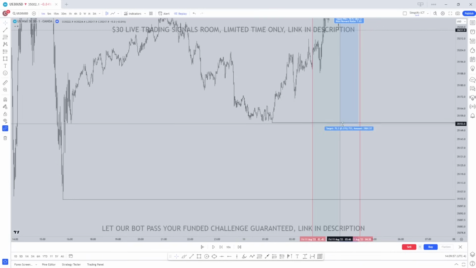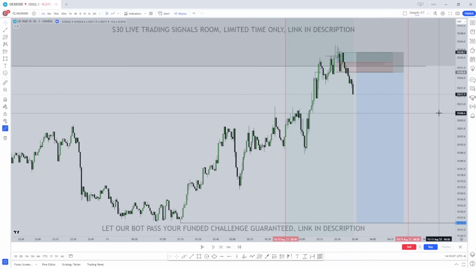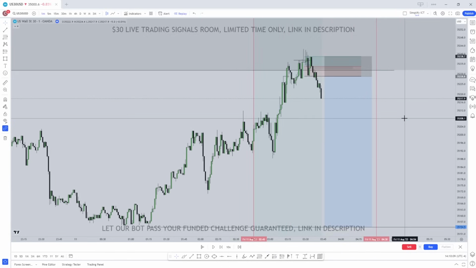Now, it doesn't have to be such a high risk reward. It can be a low risk reward. It doesn't even have to be a 1 to 7. If you get consistent take profits with a lower risk reward, that's completely fine as well.